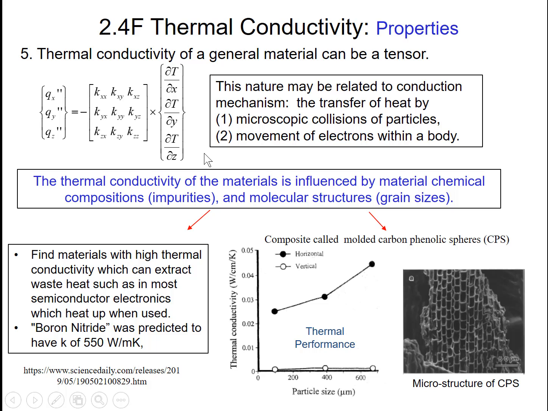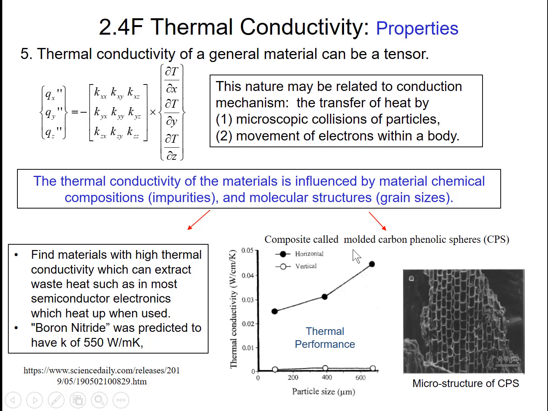Research on thermal conductivity makes efforts in two different directions. One is to find materials with really high thermal conductivity, which can extract waste heat very quickly, such as in most semiconductor electronics, including cell phones. Pay attention to boron nitride, which has really high thermal conductivity. The other direction of effort is to find material with really low thermal conductivity.